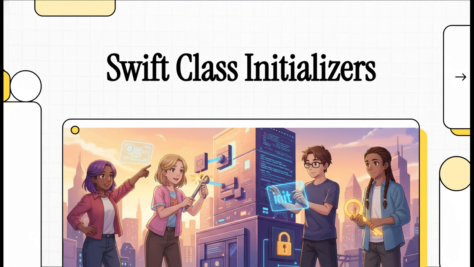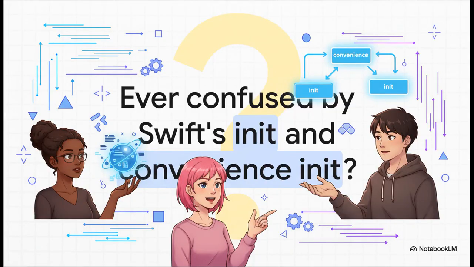All right, let's get into something that is absolutely fundamental to writing solid, safe Swift code. We're talking about class initializers, the blueprint for everything you build. And let's be honest, have you ever looked at init versus convenience init and just scratched your head, wondering what the real difference is? If so, you are definitely not alone. It's a classic stumbling block, but I promise by the end of this, it's all going to click into place.